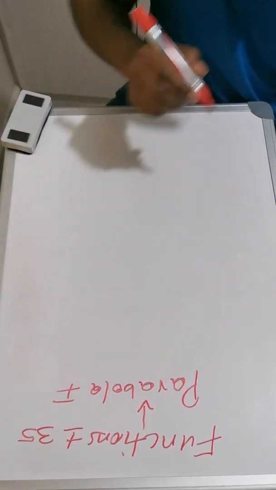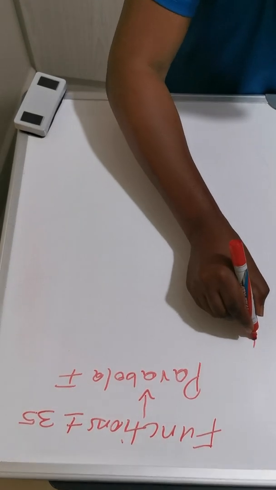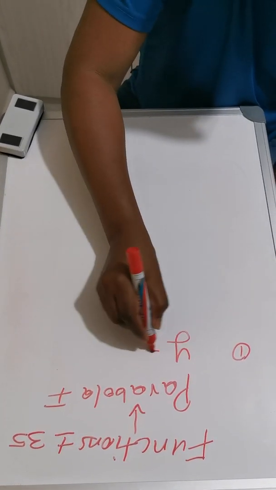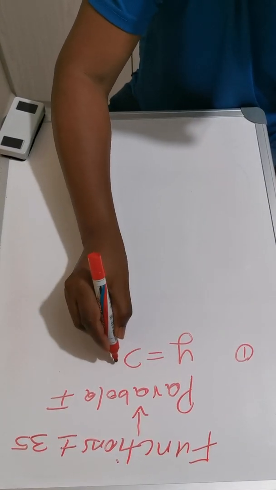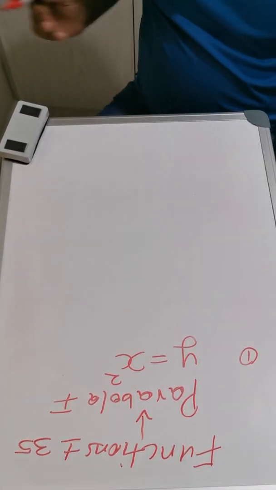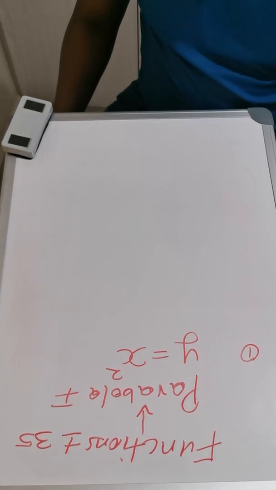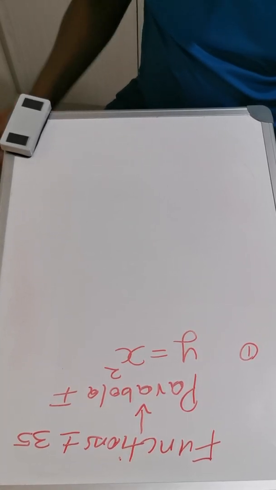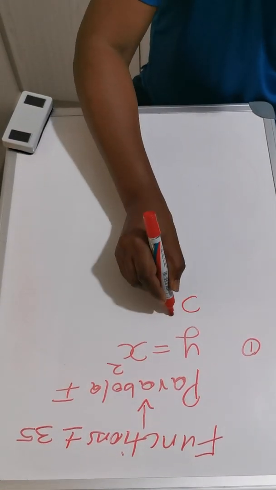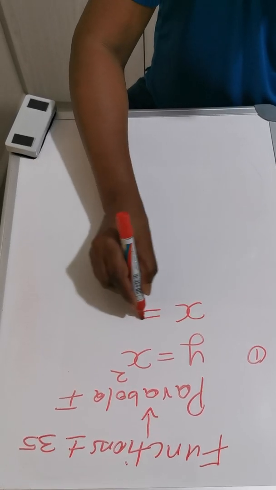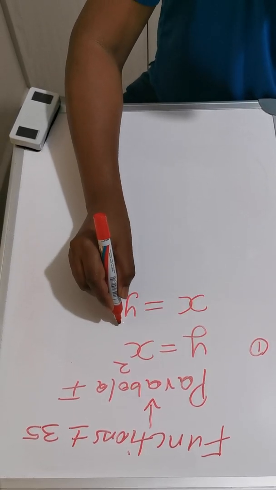Now we are looking at the parabola function. For this one, let's take the easiest example. This is y equal to x squared. This is a parabolic function. Then for the inverse, what do you do? You simply interchange x and y. Obviously this will be x equal to y exponent 2.